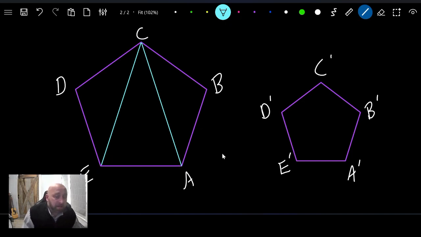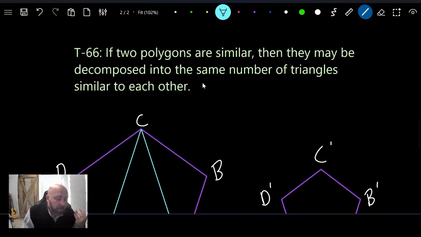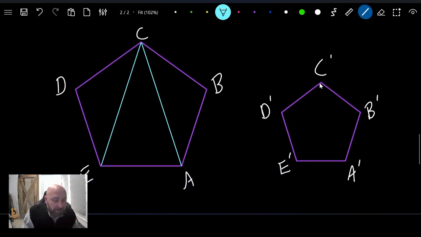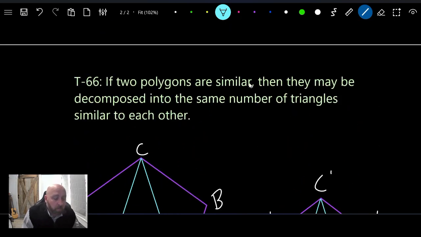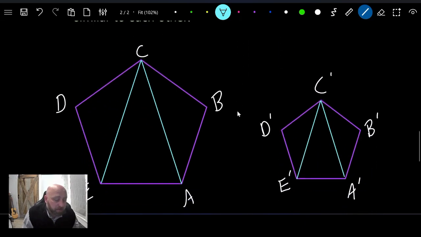Okay. So what this theorem is saying, if we make the same number of lines in the similar shape, so if we do the exact same thing that we just did in the original shape, so let's go ahead and do that. So we'll go from C prime to E prime down here, and then we'll go from C prime to A prime. And what happens is we've made the exact same looking shape, right? So we've made the prime triangles here. So I've got 3 prime triangles, and I've got 3 regular triangles. Here's what they're saying. What you do when you do this is you've made the same number of triangles, and they're all similar to each other.